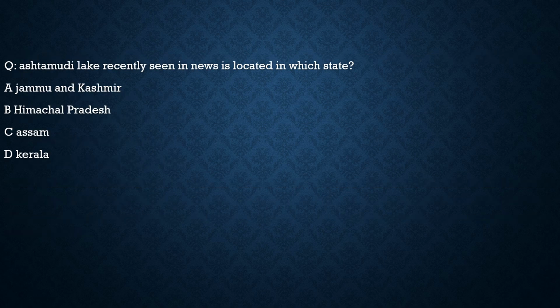It says, Ashtamudi Lake, recently seen in news, is located in which state? We discussed it with respect to the Pollution Control Board in India, how they found 4 spots were not even good for bathing. So with respect to this question, the correct answer is option D, which is Kerala. So this Ashtamudi Lake is located in Kerala. With this, let's move to another question.